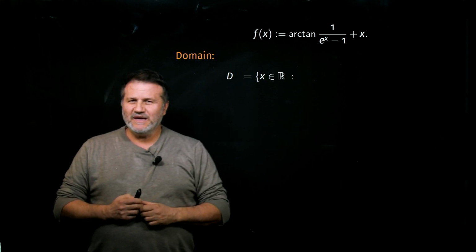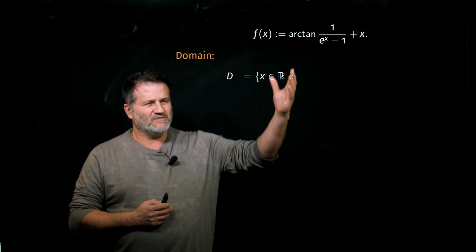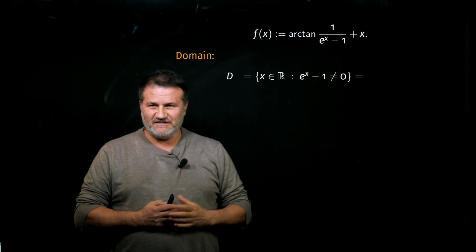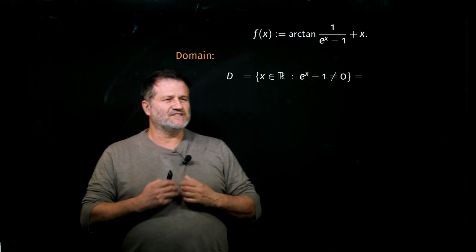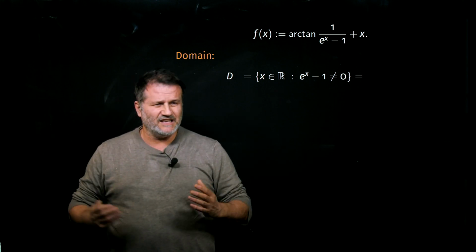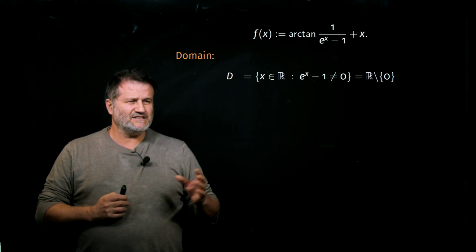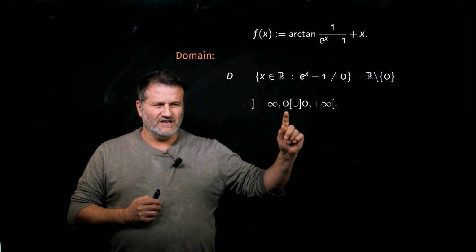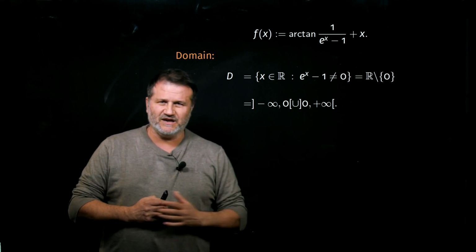So let's start. The domain is the set of real x for which this function makes sense. Here we see that the only problem is this denominator, e to x minus 1, that must be different from 0. Now, e to x is equal to 1, so that quantity is 0, if and only if x is 0. So the domain turns out to be all reals except 0. It is convenient to have this represented as intervals, so we can say that this is equal to the interval from minus infinity to 0, 0 excluded, union with the interval from 0 to plus infinity, 0 excluded.